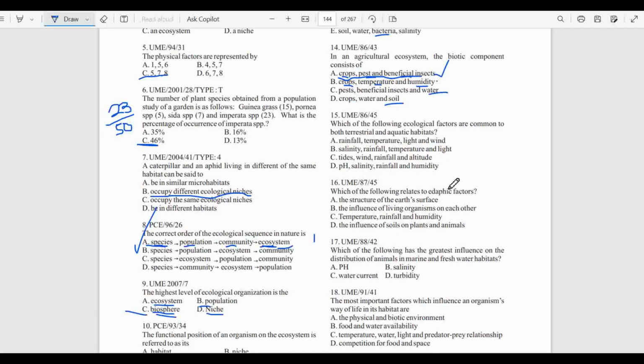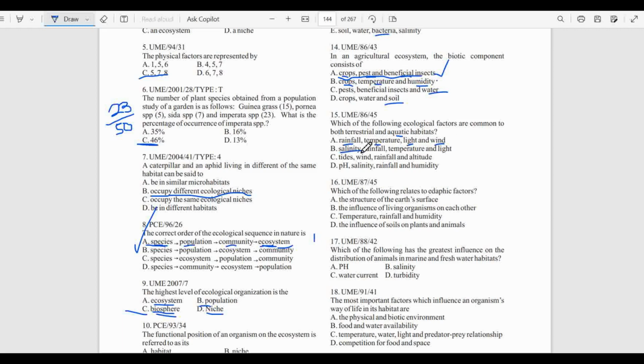Question 15. Which of the following ecological factors are common to both terrestrial and aquatic? Terrestrial means land, aquatic means water. So what is common to them? First and foremost, temperature will be common to them, right? What else will be common to them? Light will be common to them, right? What else will be common? Rainfall, I think so. Let's look at the options then. You have rainfall, temperature, light, and wind. Let's keep that option. Let's quickly go through the rest.